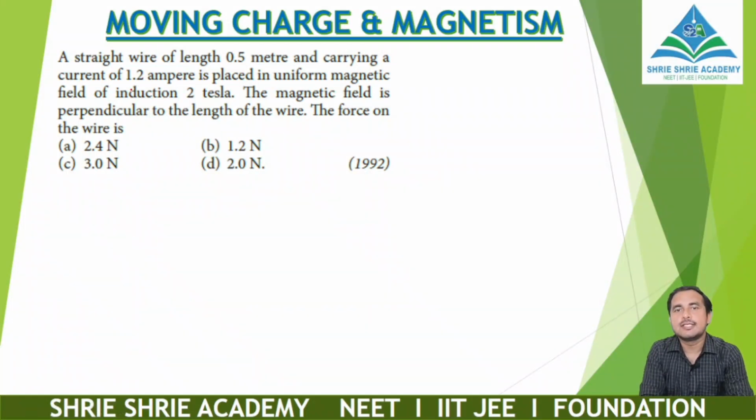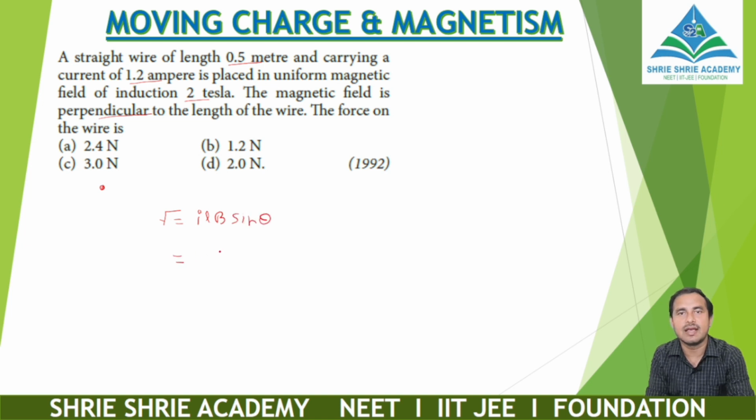So we have discussed already the concept in magnetic effect of current. Now let us see the questions here. Here it is given that a straight wire of length 0.5 meter is carrying a current of 1.2 ampere. Magnetic field is given as 2 Tesla and the magnetic field is perpendicular to the length. So everything is given to you, you just have to substitute, you have to use this force F = I L B sin theta, right?